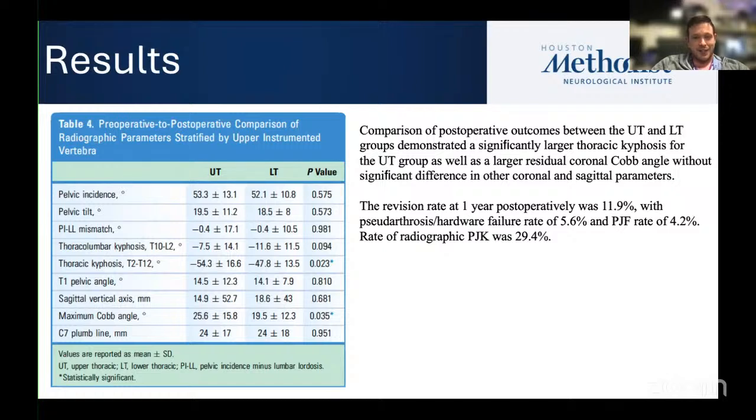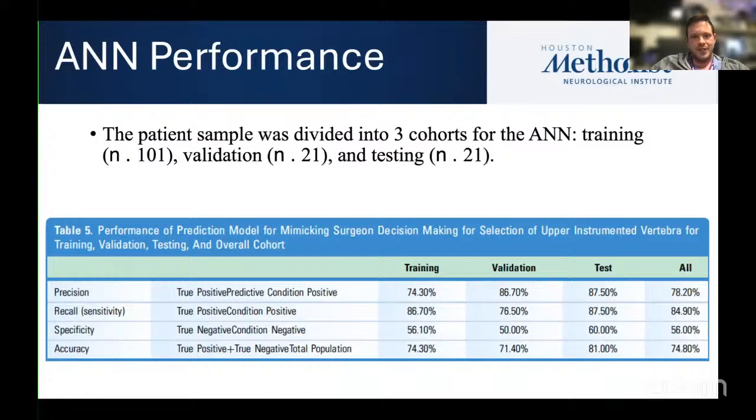There was a significantly larger thoracic kyphosis for the upper thoracic group, as well as a larger residual Cobb angle, but there wasn't really any statistical significance for the other parameters between those 2 groups. And they had pretty standard rates of postoperative revision, pseudoarthrosis, PJF, and PJK. And so 101 were for training, 21 for validation, and 21 for testing.